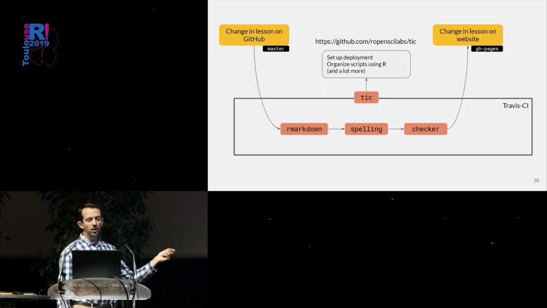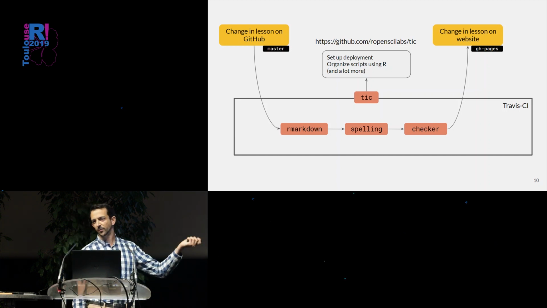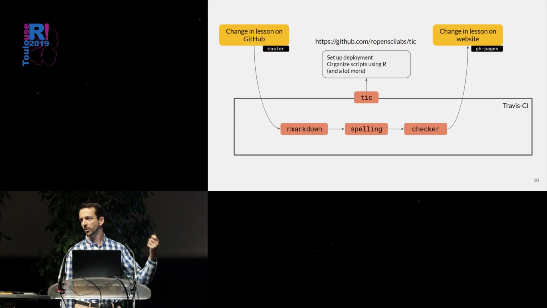So when someone makes a change to the lesson on the master branch, either because a pull request was merged or the lesson maintainers who have write access to the repository make a change to the lesson, it gets picked up by Travis CI. As you would expect, the R Markdown file goes through the rmarkdown package to get converted into Markdown files. This file then gets checked for spelling typos using the spelling package, which is one of the rOpenSci packages. And then I'm testing this new package that I wrote called checker that is used to check links in static websites.